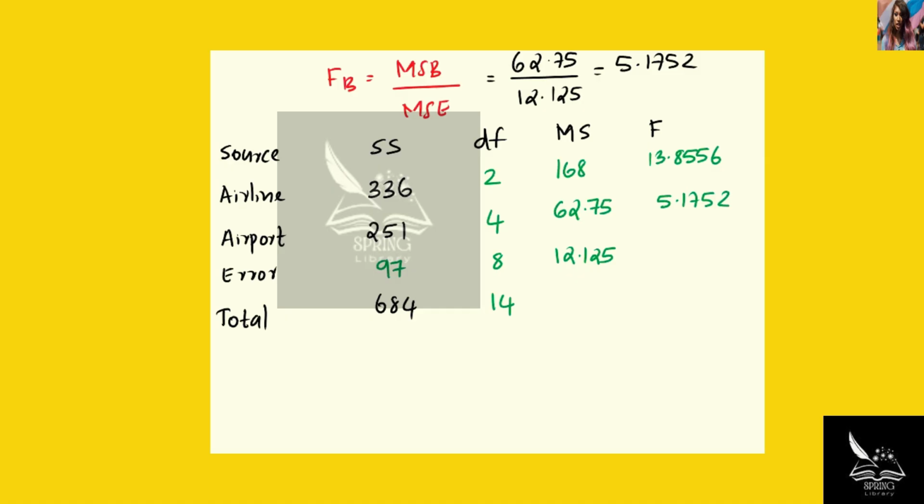This is the completed ANOVA table. Now, we want to find the critical value of F. Given alpha is equal to 0.01. Therefore, critical value of F is calculated from the table as 8.649. The critical value of F for assessing the effect of airlines is 8.649.